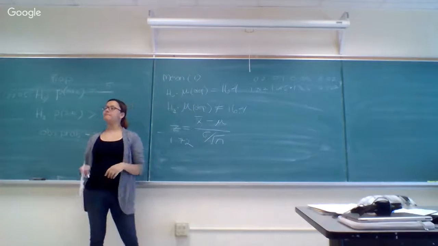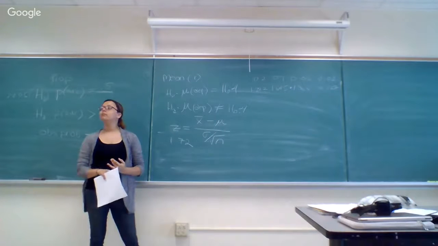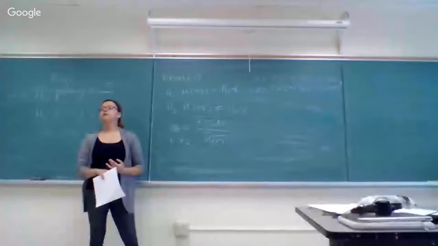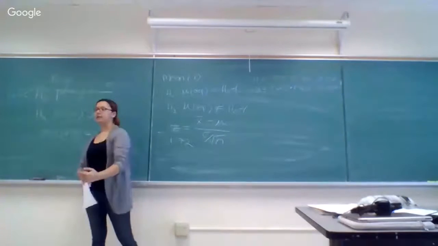So if it's greater than 0.05 or less than 0.05, do we just always fail to reject? Or is it, if it's greater, we fail to reject, and if it's smaller, we reject?